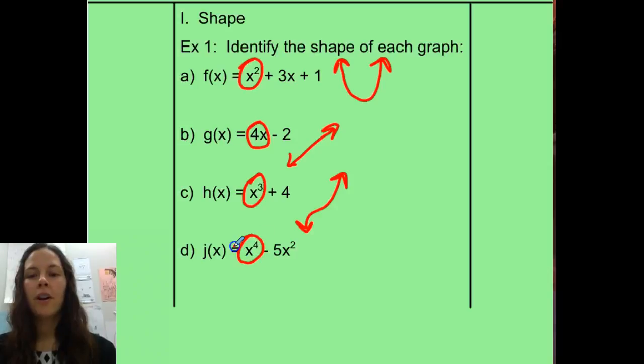And finally, we have a fourth power. Leading coefficient is positive, so it will open up, but it may have a little bit of a wave in the middle. Remember to make that smooth. There's no sharp turns in polynomial functions.